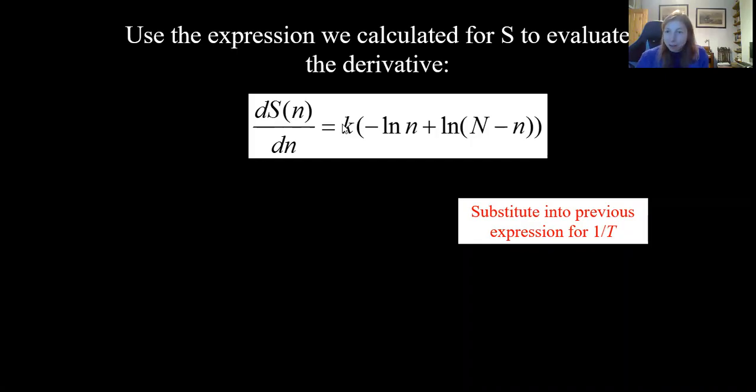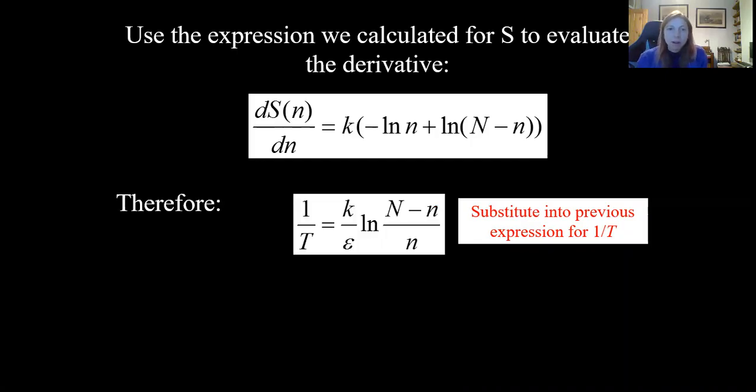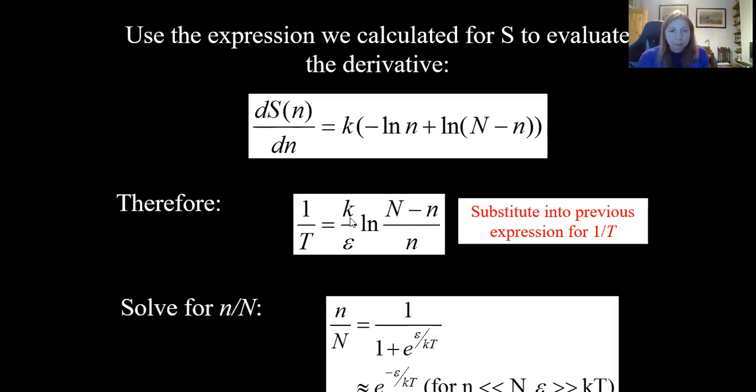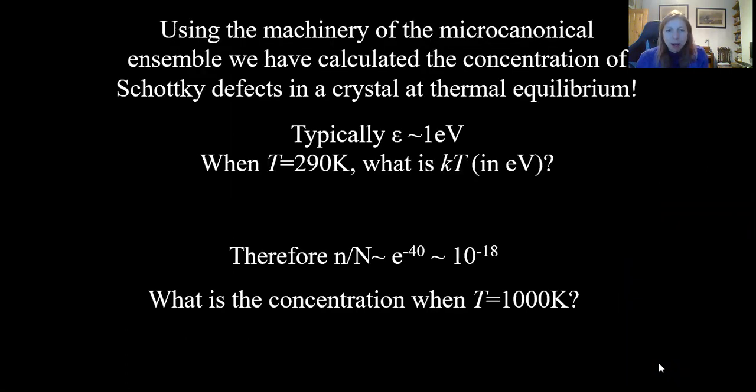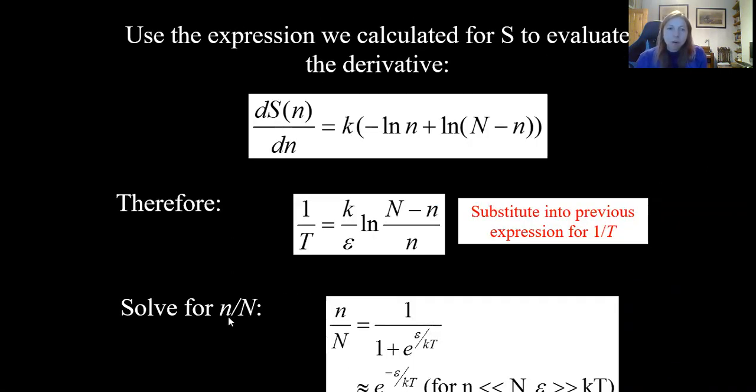Here's the derivative. So we work through this algebra. We could rearrange this derivative to write it in terms of the previous expression we had for 1 over T. So this is where we've substituted into our dS by dE that we got from the first law. And then we were able to solve for the number density of defects, little n over big N. And we get something that looks fabulously like the Boltzmann factor.